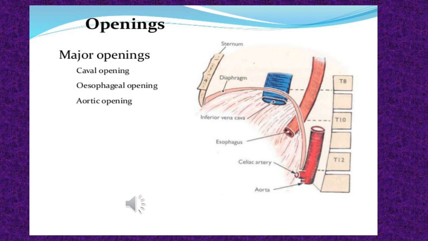When you come to the aortic opening, it is osteoaponeurotic. It lies at the lower border of the 12th thoracic vertebra. It transmits the aorta, thoracic duct and azygos vein. The azygos vein may also pierce the right crus of the diaphragm. You can remember the mnemonic AORTA: through the aortic opening pass the azygos vein, thoracic duct and abdominal aorta.